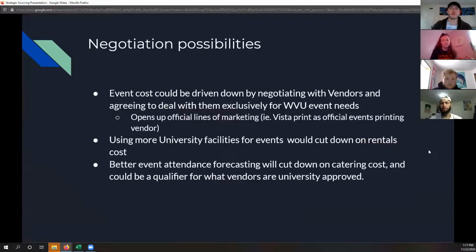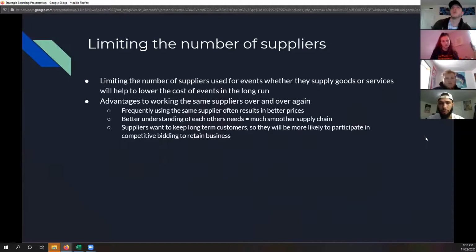Also, we would like to use more WVU facilities for all of these events. That would cut down on the rental cost, which is the biggest cost on all of the events. And also, better event attendance forecasting will cut down on things like catering costs. For example, if your event is going to have fewer people, you can go with a more expensive caterer. Whereas if your event is going to have more people, maybe use a caterer that can get you more food, you can cut better deals with, and it's less expensive in the long run.